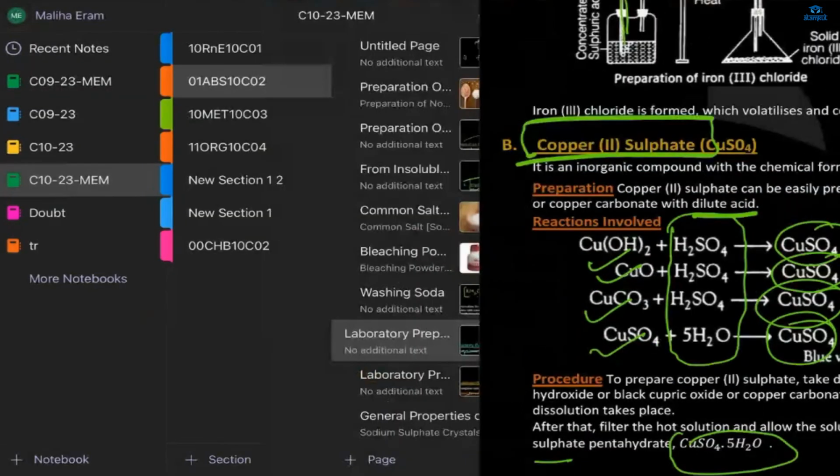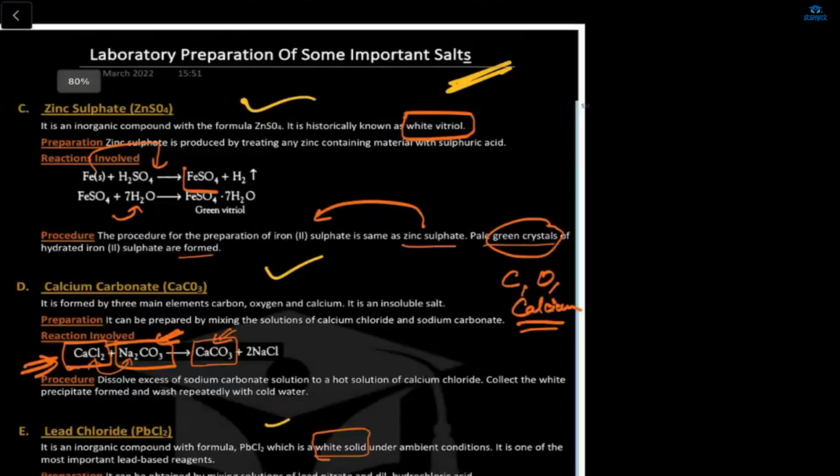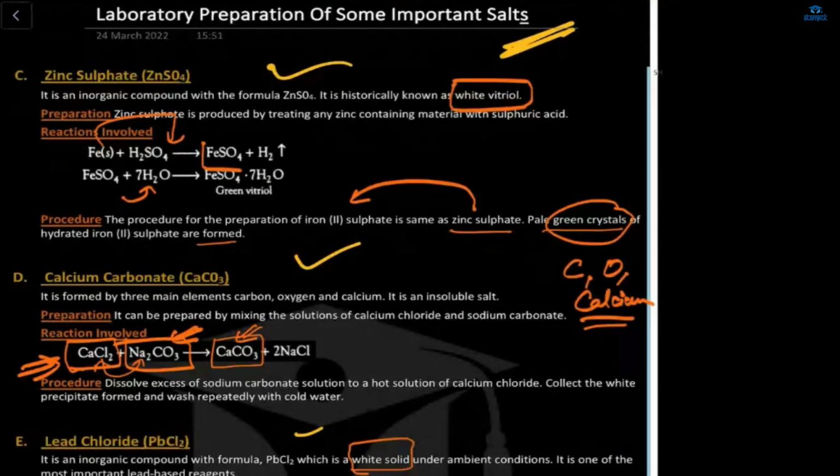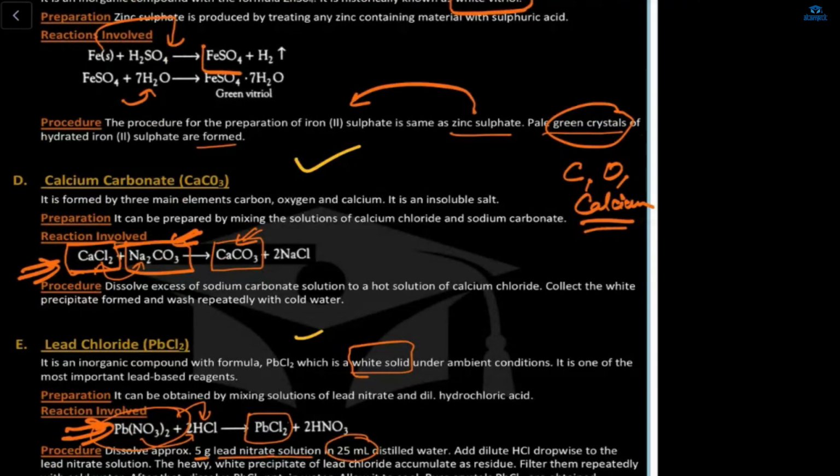And the next was your pale green color, which is zinc sulfate. Zinc sulfate is also known as blue vitriol. Here, how to prepare? Zinc sulfate is produced by treating what? Any zinc compound with sulfuric acid. Yes, and the pale green color is formed. What about calcium chloride? Calcium chloride is made of three main elements: calcium, oxygen, and carbon. Yes.